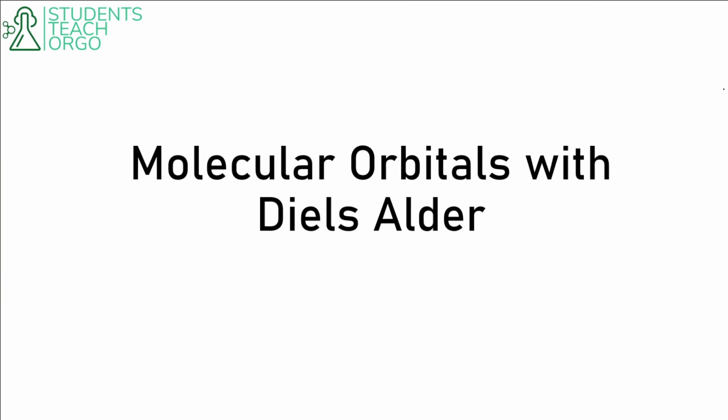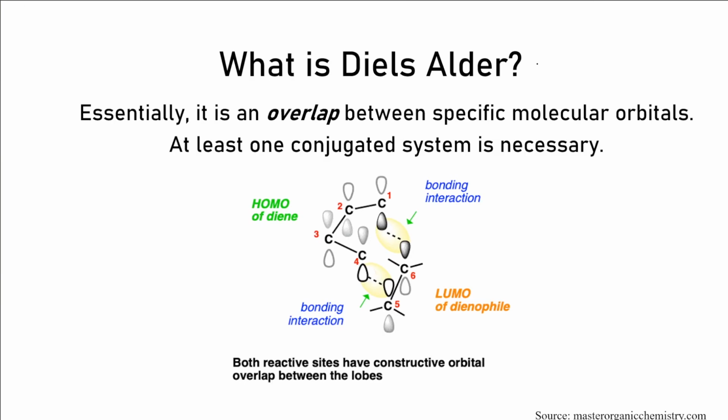Today we are doing molecular orbitals with Diels Alder. So to start, what is Diels Alder? Basically, it's an overlap between specific molecular orbitals. The specific molecular orbitals we'll cover very soon. At least one conjugated system is necessary. We'll also go over what conjugation means in a moment.